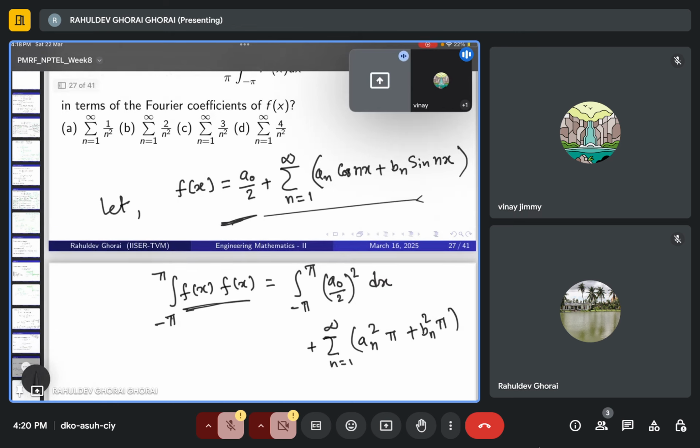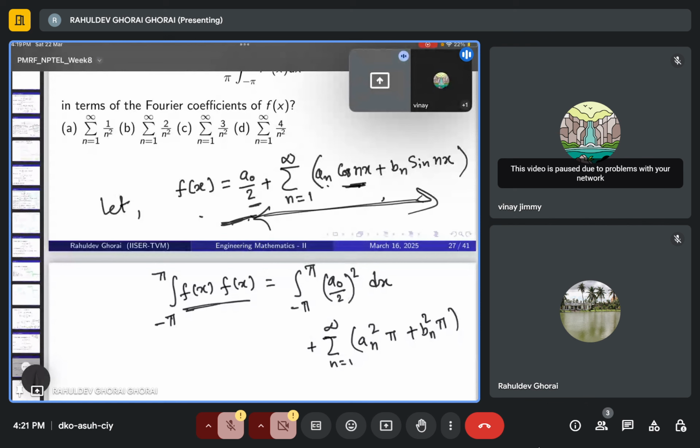So when you multiply fx times fx, this term is mainly getting multiplied twice. When a naught by 2 is multiplied with cos nx or a n times cos nx, and then you take the integration, that will be 0, because the cos function is periodic. If you take the integration over minus pi to pi of cos nx, that will be 0. Now if you take a n times sin nx, that will also be 0 because sin n pi is also 0 and sin minus n pi is also 0. Only when a naught by 2 is multiplied with a naught, that will remain.